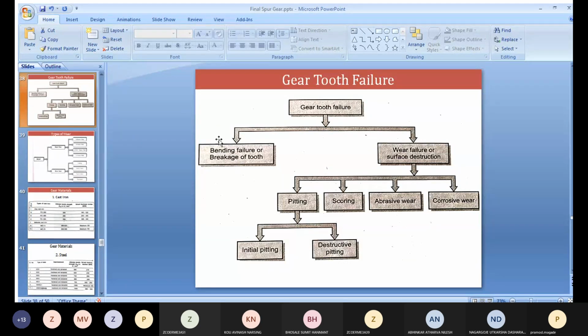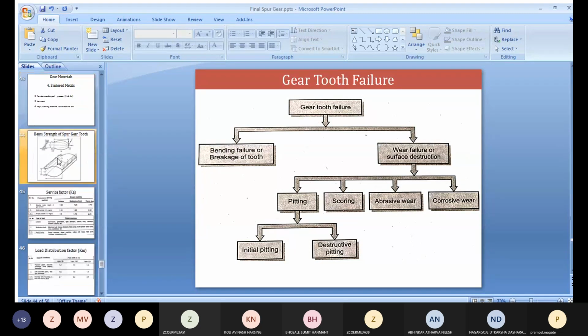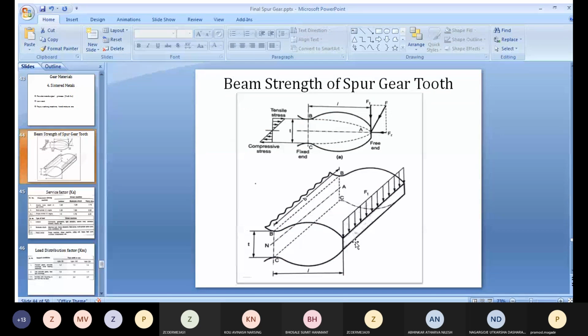While designing, we have to start from bending, then move toward wear, and then the rest of the parts in case of wear failure. Likewise, we are going to design the spur gear. This is the beam strength, which is the bending failure. You can see in figure B, when load is acting on the tip of the tooth, we call it FT, the tangential force, which is of course a UDL, uniformly distributed load throughout the length.